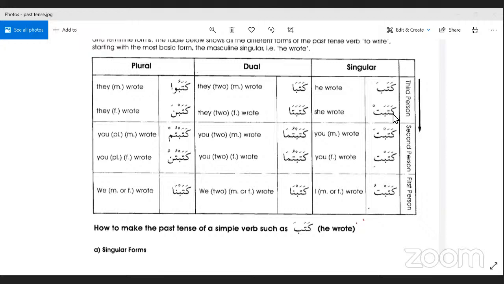Jalasta, you male sat. Jalastuma, you two males sat. You plural male sat. Jalasti, you female sat. Jalastuma, you two females sat. Jalastuna, you plural female sat. Jalastu, I male or female sat. Jalasna, we, two or more, male or female sat.